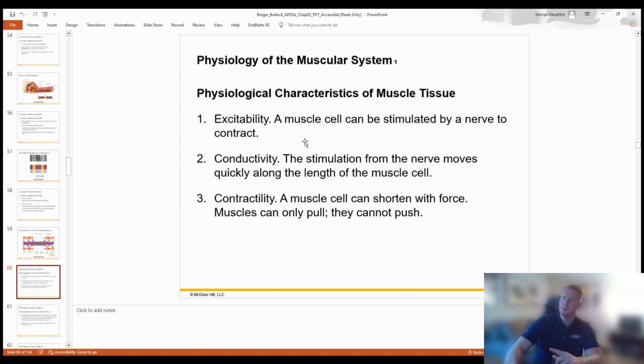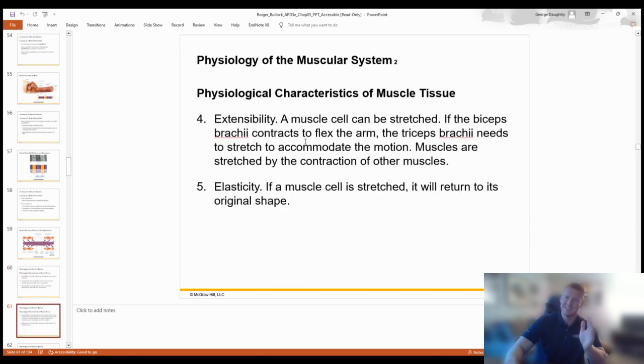Okay. Some of these physiological characteristics of muscle tissue. Muscle is excitable, meaning that it can be stimulated by a motor neuron. Conductivity, once again, stimulation from nerve moves quickly along the muscle cell. And contractility, muscle is contractile. It's one of the few tissues that are contractile, right? And it also has extensibility. It can elongate, and it also has elasticity, okay?